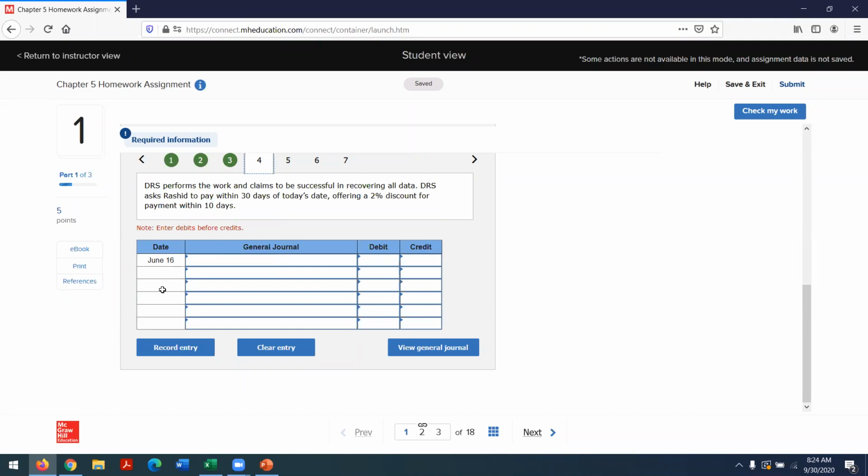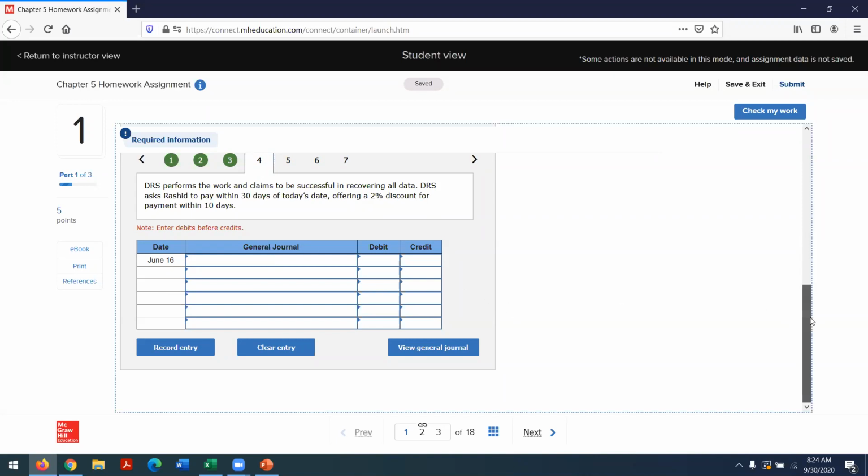Number four. DRS performs the work and claims to be successful in recovering all data. DRS asks Rashid to pay within 30 days of today's date, offering a 2% discount for payment within 10 days. So has a transaction happened now? The service, they have provided the service, haven't they? They performed the work, and DRS is asking Rashid to pay within 30 days.